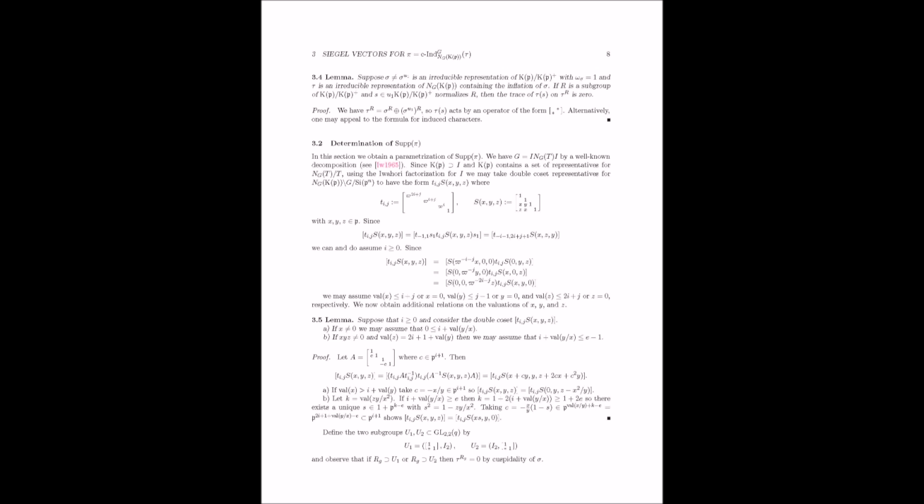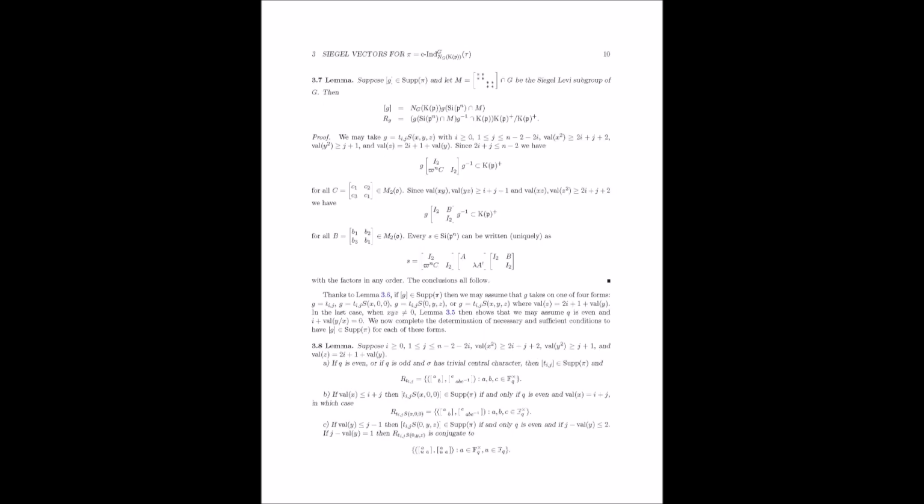Okay, so Lemma 3.5 is all about those double cosets in Sup, and it puts some important constraints on the valuations of those variables x, y, and z that appear in the double coset representatives. Remember those Tij, S, X, Y, Z things? Yeah, I remember those. They were getting a bit unwieldy. They were. But Lemma 3.5 helps us tame them a bit.